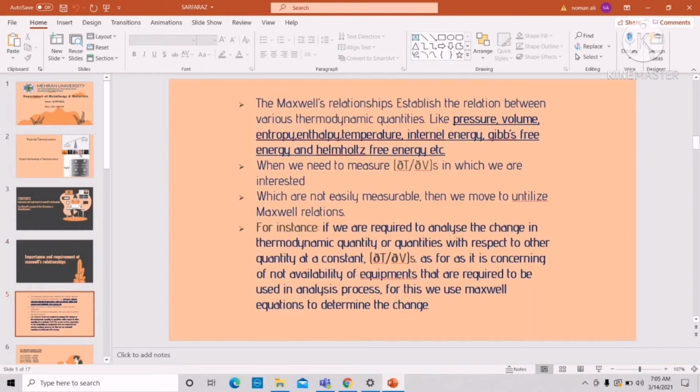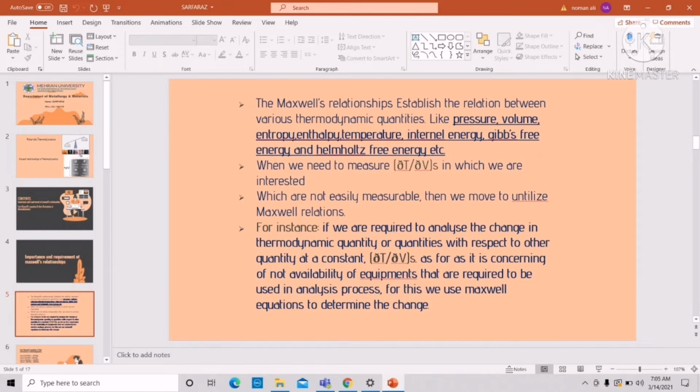The Maxwell's relationships establish the relation between various thermodynamic quantities like pressure, volume, entropy, enthalpy, temperature, internal energy, Gibbs free energy, and Helmholtz free energy, etc. When we need to measure change in temperature with respect to change in volume having entropy constant, in which we are interested, which are not easily measurable, then we move to utilize Maxwell's relations.